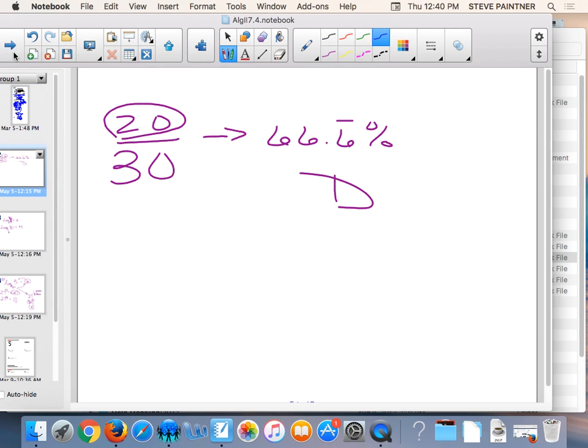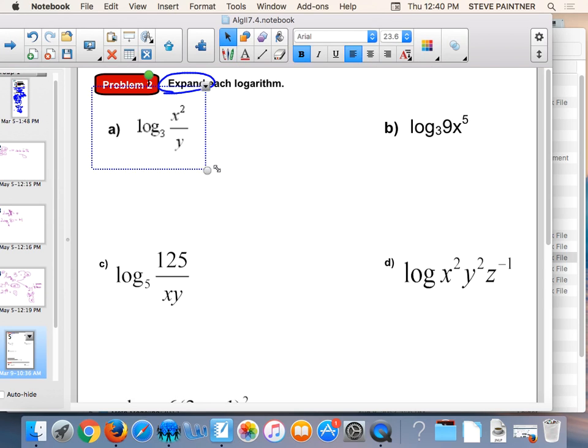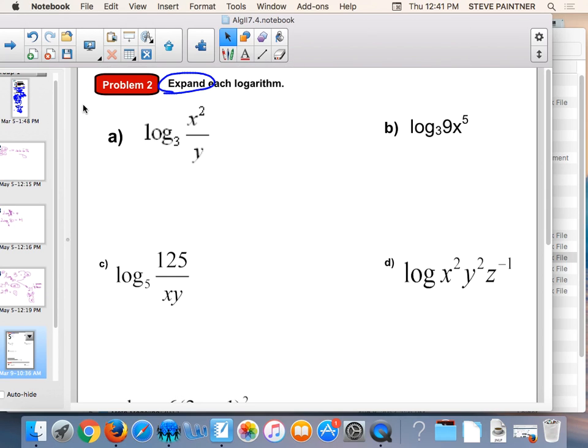All right, on the next page, there it is. It's what? Expand, which means you start with 1 log and you break it apart into 2 logs or 3 logs or whatever it turns out to be. Okay? All right. This first one, let's just take a look. It says log of x squared divided by y.